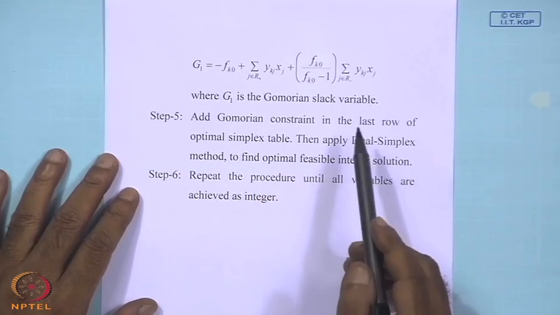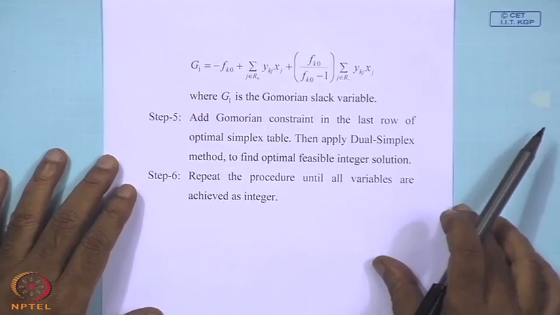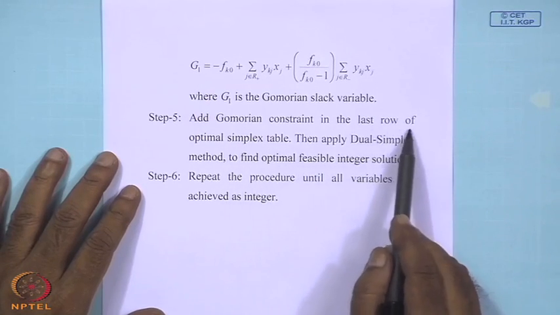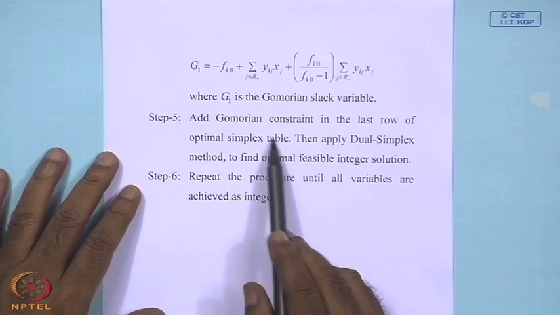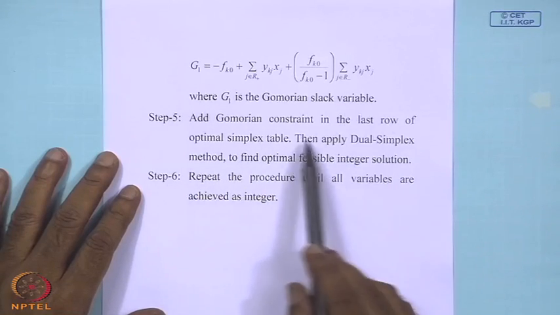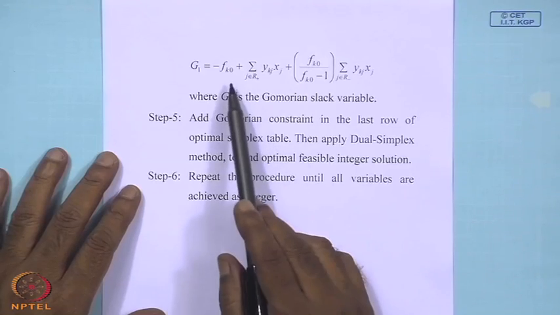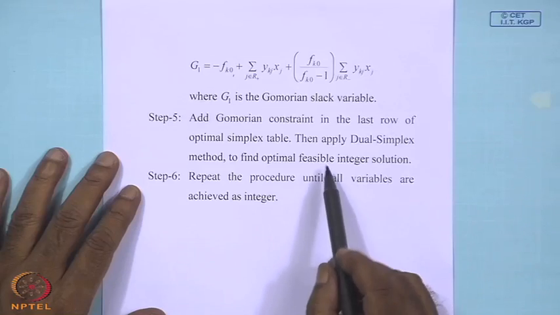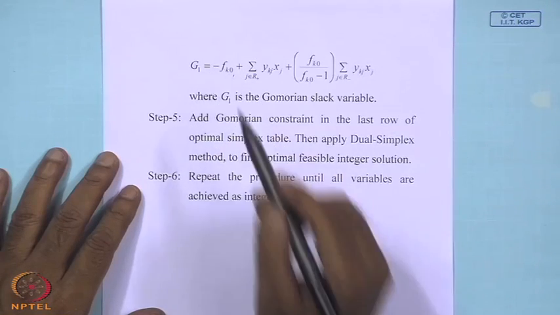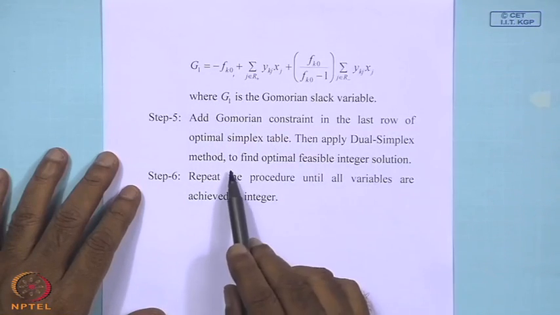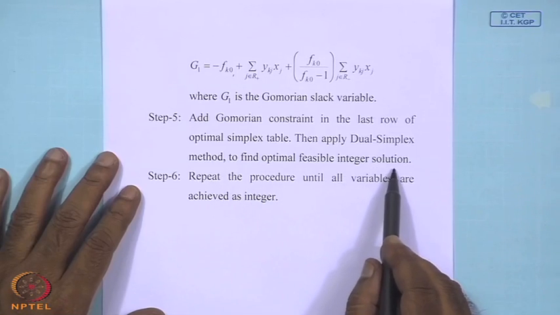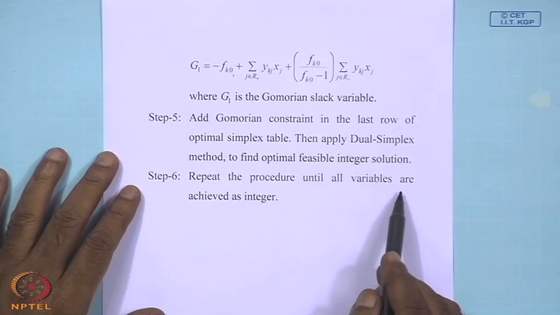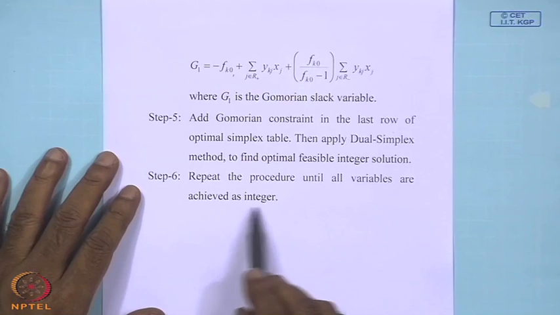Now, like we discussed in the last lecture, in the optimal table, add this Gomorian constraint in the last row of the optimal simplex table. That is, this Gomorian constraint will come in the last row of the optimal simplex table, f k 0 will be the b value, and the others will come. And since the b value is negative, obviously you will use the dual simplex method to find the optimal feasible integer solution. And this process will be repeated until all variables become integers.